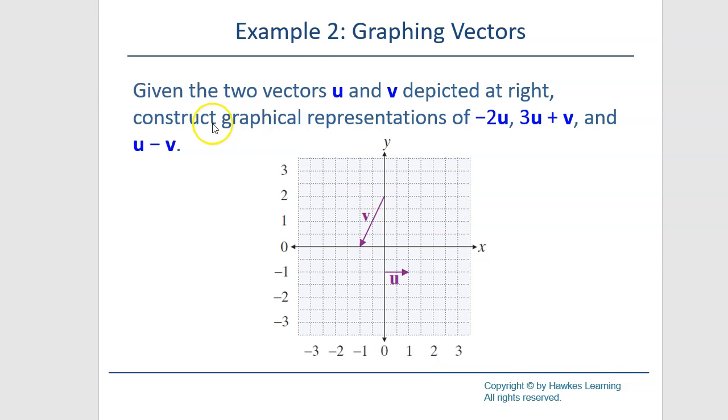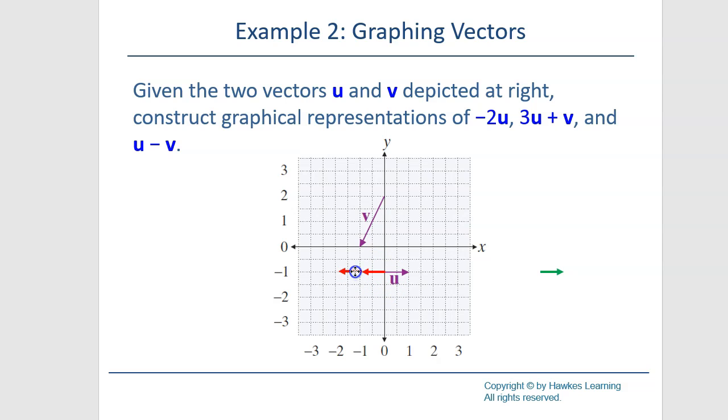Alright, let's look at some operations. So we got these two vectors. We want to see what does negative 2u look like, 3u plus v, and u minus v. Alright, so let's start with the first one, negative 2u. So this is u, and that would mean this is negative u. Negative u goes back in the opposite direction of u. Alright, and if this is one of those, then two of them would literally mean one stacked on top of the other. So copy paste.